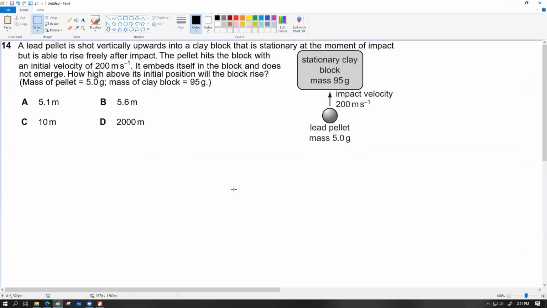Have a look. A lead pellet is shot vertically upwards into a clay block that is stationary at the moment of impact, but is able to rise freely after impact. The pellet hits the block with an initial velocity of 200 meters per second. It embeds itself in the block and does not emerge. How high above its initial position will the block rise? Okay, so mass of pellet হচ্ছে 5 gram, mass of clay block হচ্ছে 95 gram.